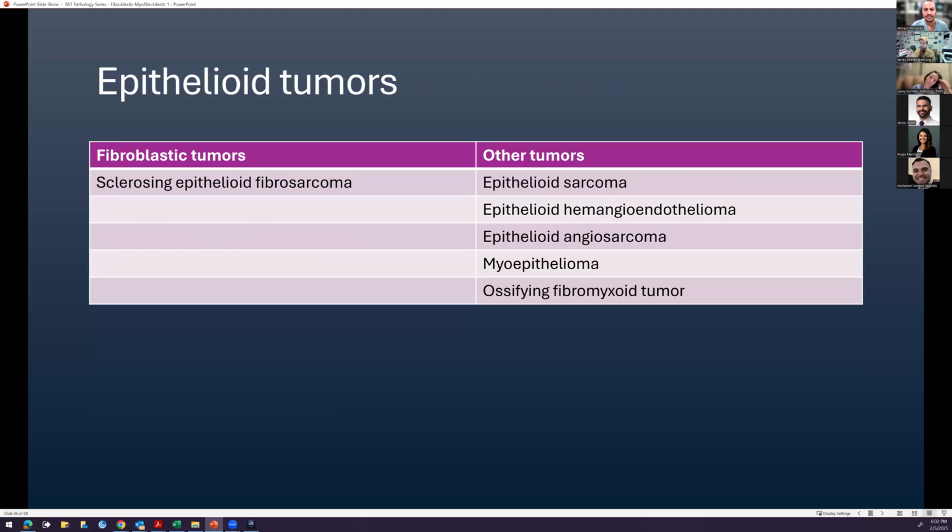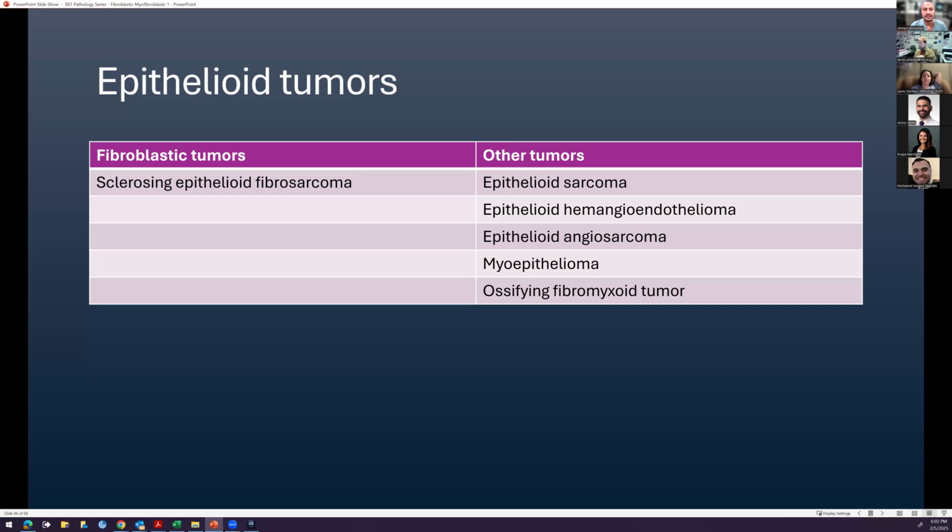There may be some epithelioid tumors that fall into the differential. The main one that really falls into epithelioid tumors would be SEF, right? So don't forget that one as a possibility, but you're also considering a number of other epithelioid tumors aside from carcinomas. You're thinking about epithelioid sarcoma, you're thinking about EHE, you're thinking about epithelioid angiosarcoma, you're thinking about myoepitheliomas or OFMT as well. So fibroblastic tumors generally can just fit into so many different spectrums, right?